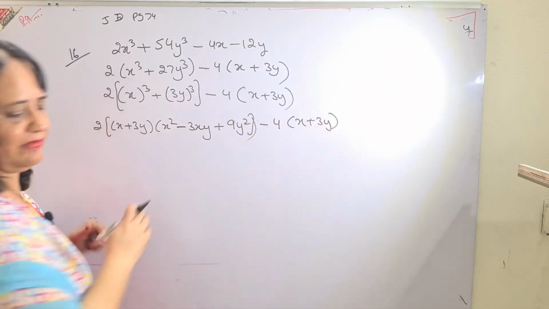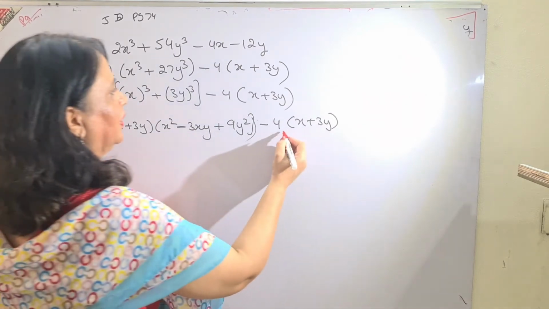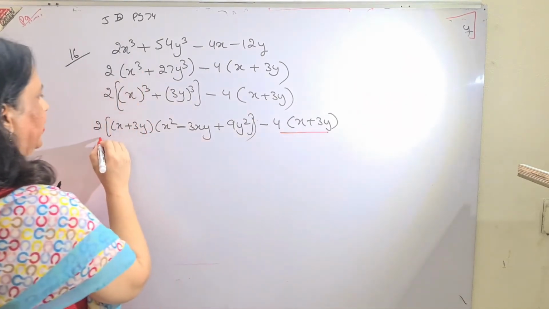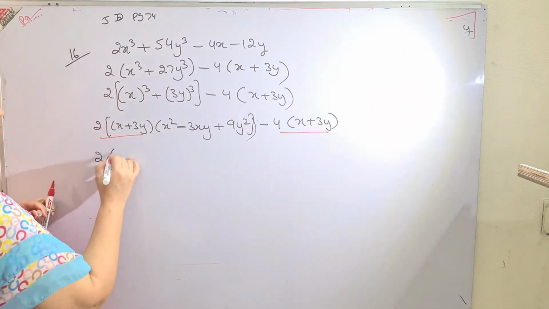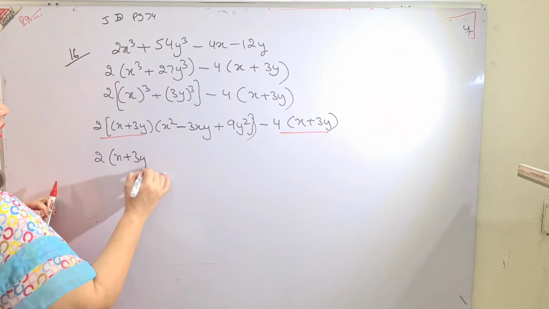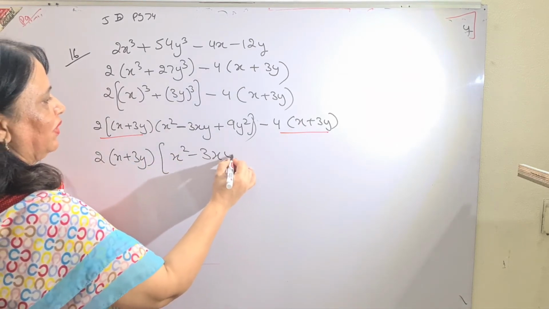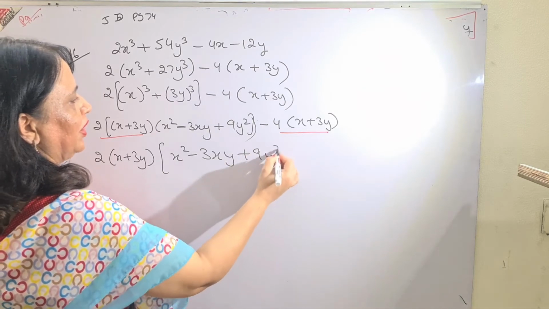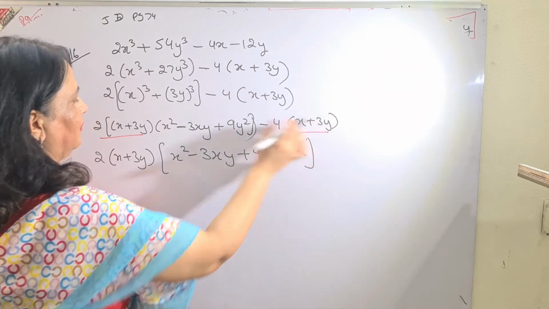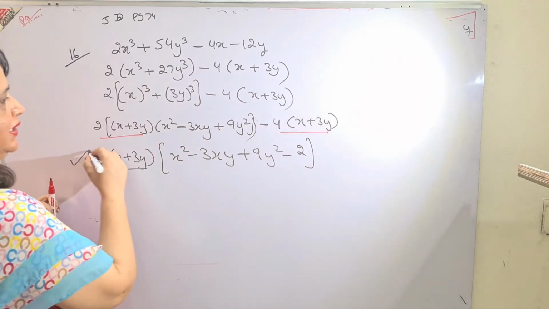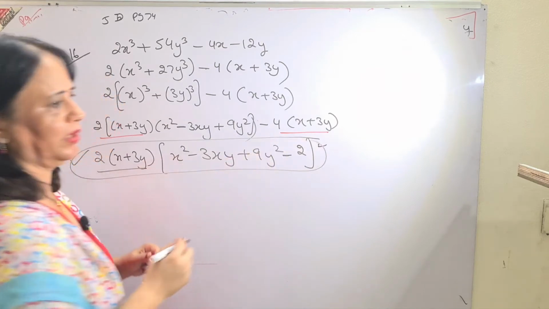Now you can very well verify here that in first and second term, something is common. You take that common out. From first term, you can take 2x plus 3y common. You will be left with x square minus 3xy plus 9y square minus 2 only, because 2x plus 3y we have taken common, and this is your required answer. A very easy but a very important sum.